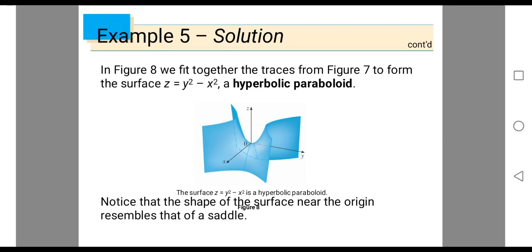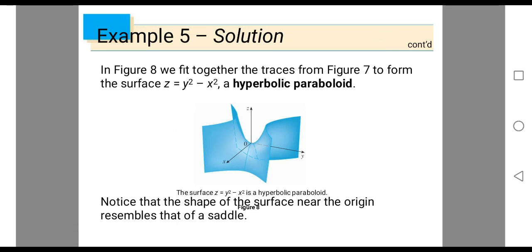Hyperbolic paraboloid, right? So it says in figure 8 we fit together the traces from figure 7 to form the surface z is equal to y square minus x square, a hyperbolic paraboloid. Notice the shape of the surface near the origin resembles that of a saddle. You can see over here, near the origin, this shape clearly seems like a saddle. A saddle is a seat that is used to ride a horse, right? So it clearly resembles that saddle, and this is called a hyperbolic paraboloid, right?